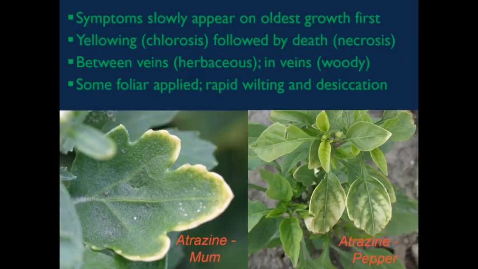Death, called necrosis, follows. The yellowing will occur between the veins in herbaceous plants and in the veins in woody plants. When photosynthetic inhibitors are foliar applied, rapid wilting and desiccation occurs.